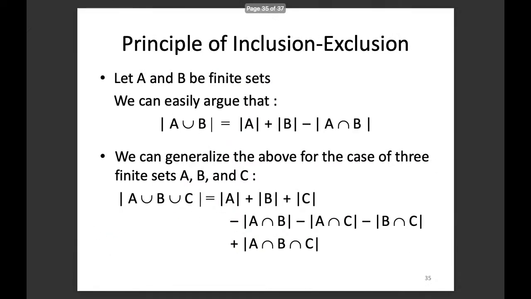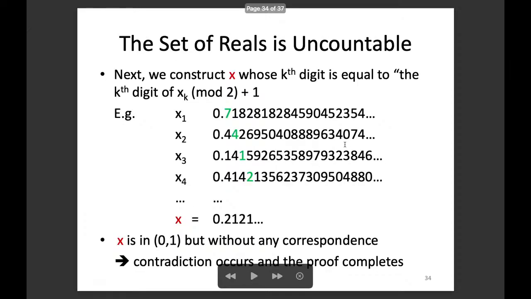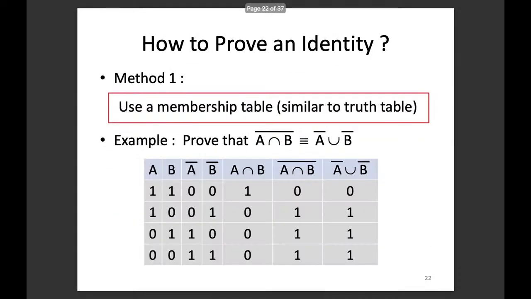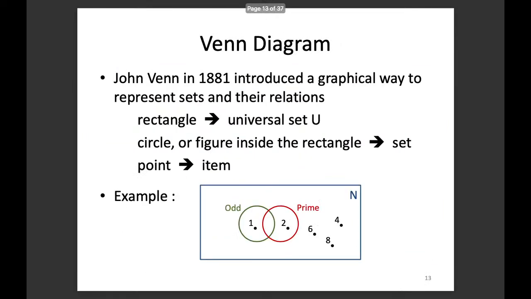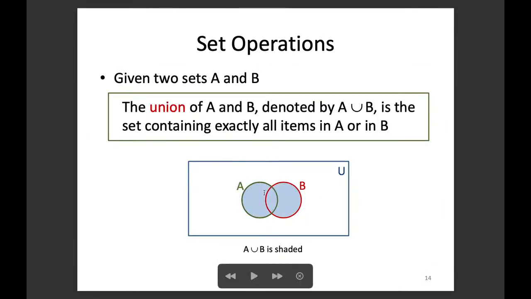And finally, we want to talk about the principle of inclusion and exclusion. So here, suppose that A and B are finite sets. You can easily argue that the size of A union B is the same as the size of A plus the size of B minus the size of A intersect B. Reason, very simple. Look at this figure. This is giving us the proof.